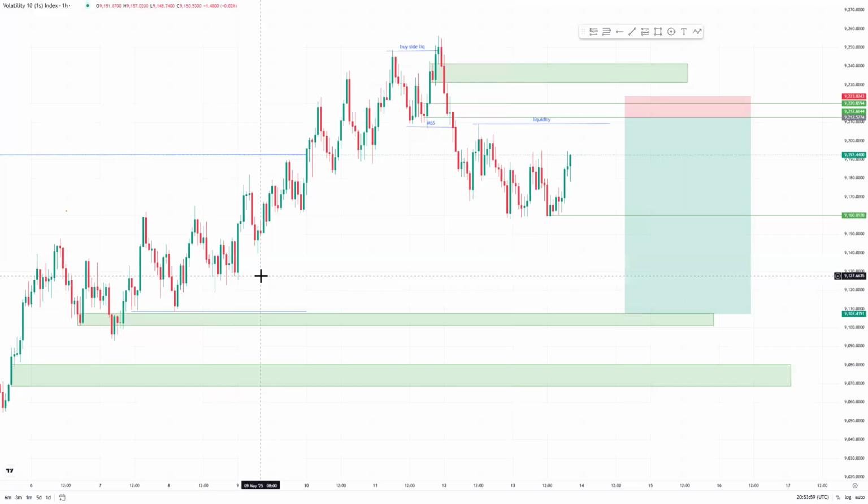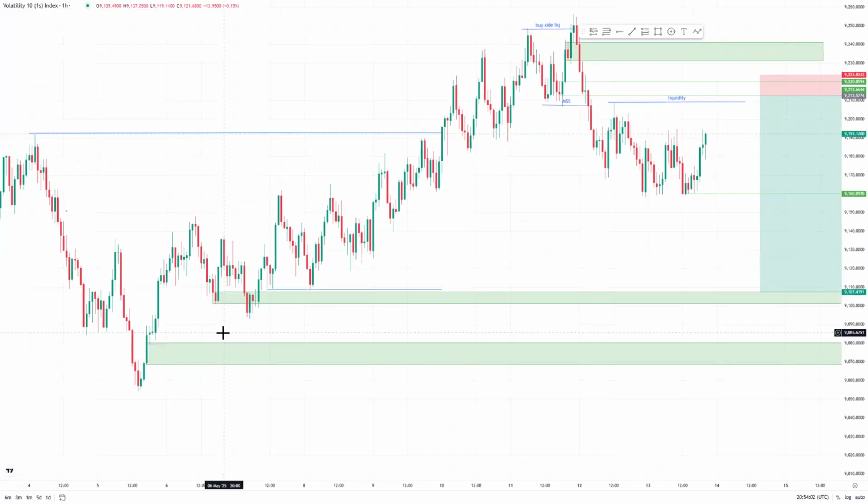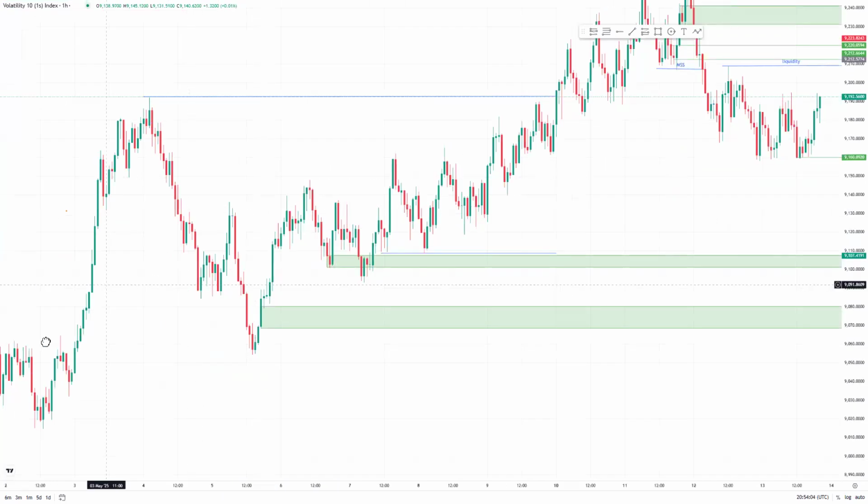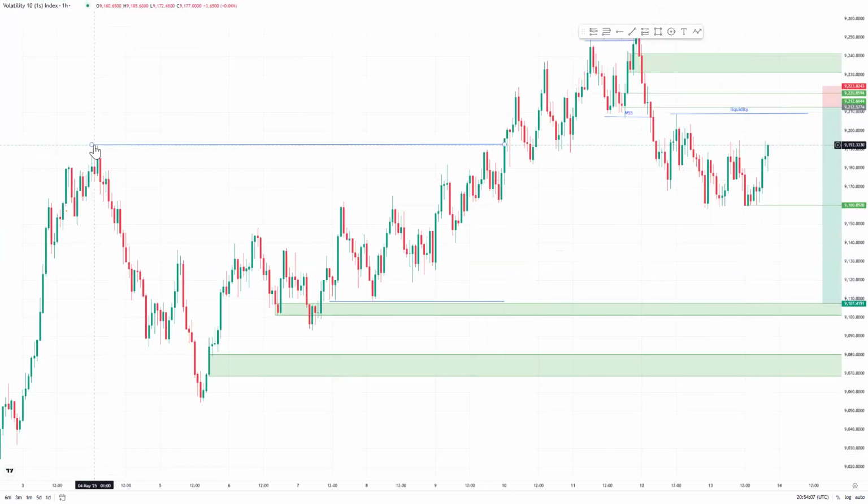which is this one. Now, looking at this place, now you can see a good structure. Looking at this place, this is where price broke out of structure. You understand? This is the main.